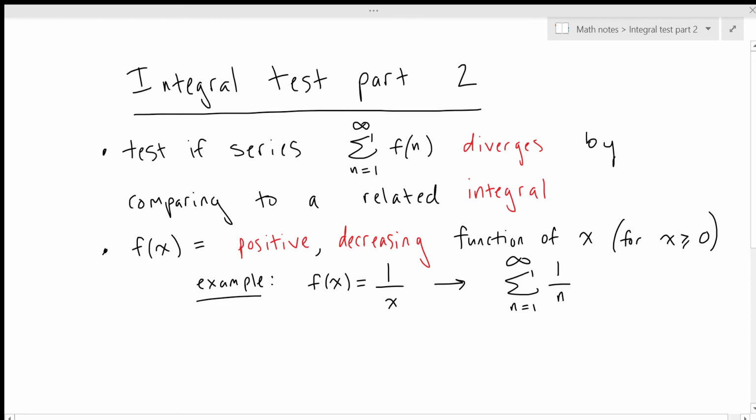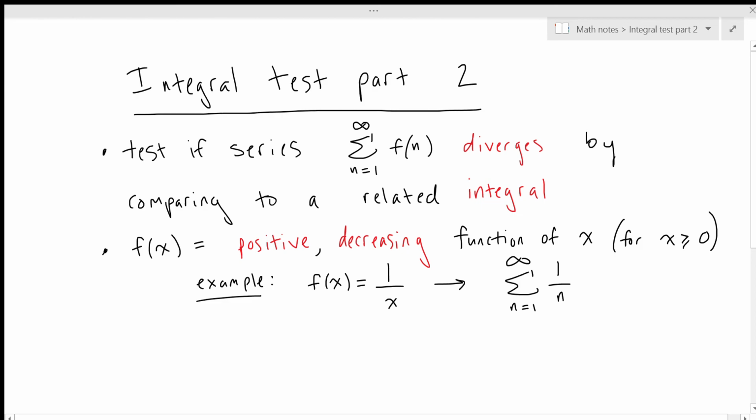This will be our second lesson about the integral test for infinite series. So in this lesson, we're going to talk about how to test if a series diverges by comparing it to an integral. And so the type of series that we'll look at in this video are of this form.